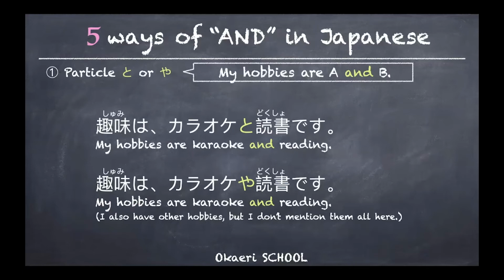But this implies I also have other hobbies, but I don't mention them all here. So when you say 趣味はカラオケや読書です, the listener would think there are some other hobbies this person has. So karaoke and 読書 are just examples. But when you say 趣味はカラオケと読書です, that would be period. Karaoke and 読書, that's it. There are no other hobbies. So there is just a slight difference, but it could be just "and" in English.